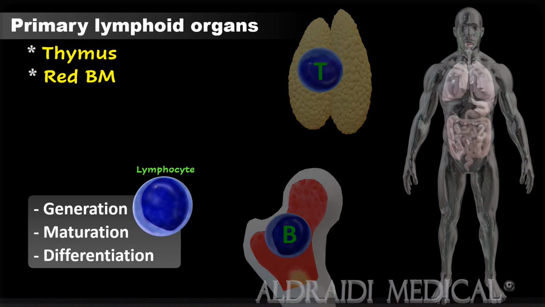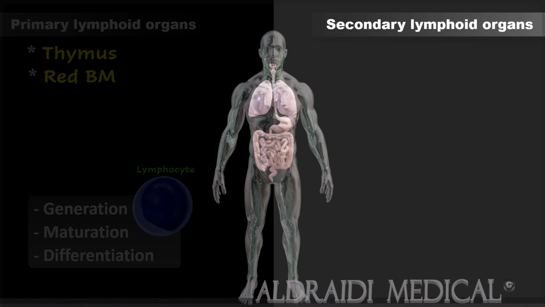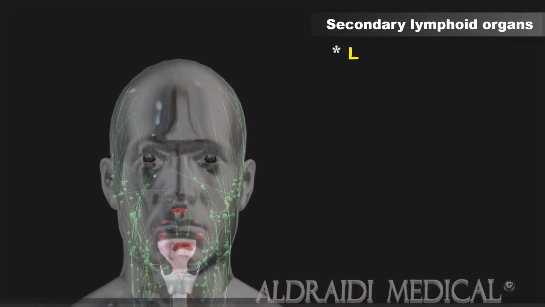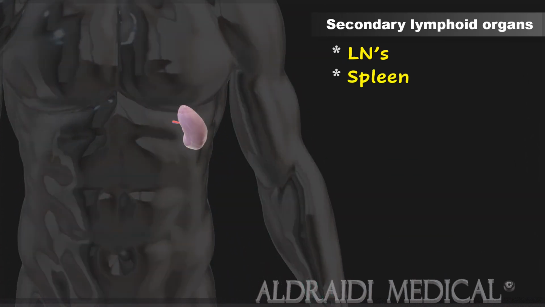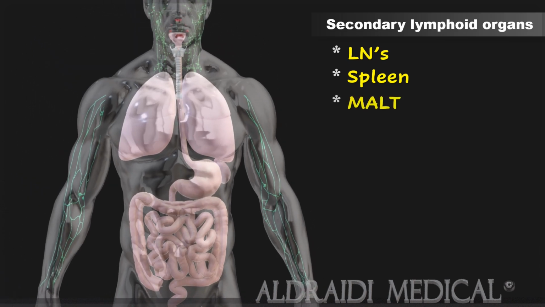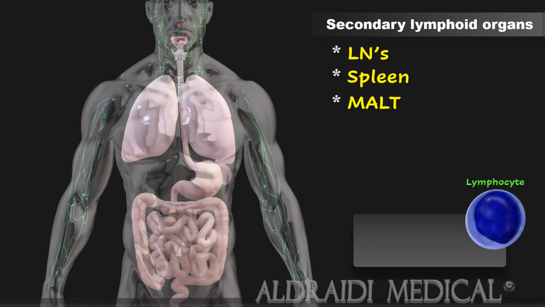Now the rest of the lymphoid structures are considered peripheral or secondary lymphoid organs, and they include the lymph nodes, the spleen, and the mucosa-associated lymphoid tissues. The secondary lymphoid organs are where most lymphocyte activation and proliferation take place. So after lymphocytes are generated in the primary lymphoid organs, they will go to the secondary lymphoid organs where they get activated.